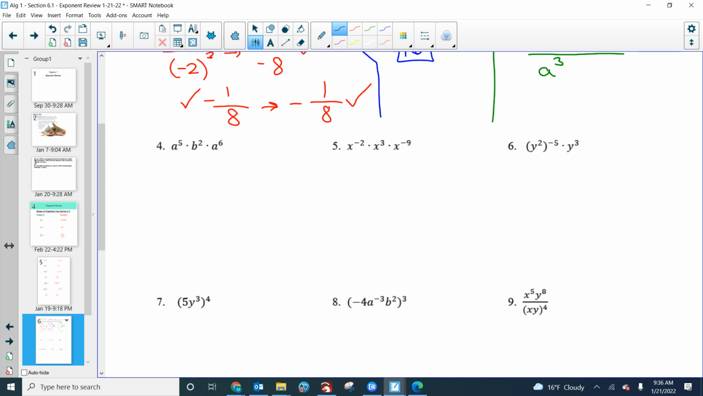If you really forget, you could write out a to the 5th as a times a times a times a times a. And then you could write out a to the 6th as a times a times a times a times a times a. I think that was 6 times. And you would have a to the 11th. Oh, that's right.